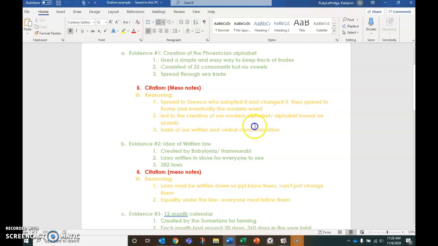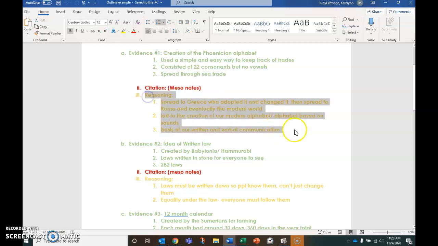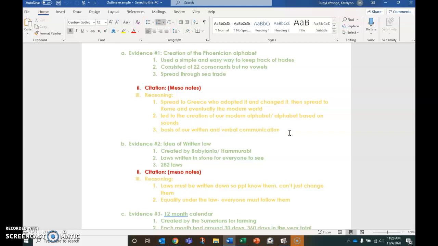If you are having trouble with the reasoning, then go to your friend Google and say, hey Google, how do we use the Chinese compass today? And then see what it comes up with. Don't be afraid to use your resources here, okay?